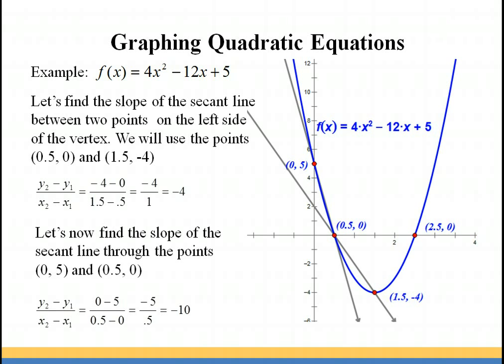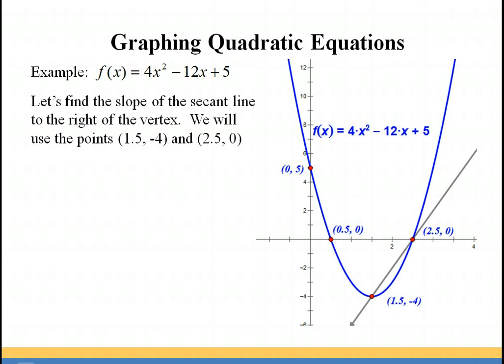And you could probably imagine that if we put any 2 points on the left side of the vertex, the slope between those 2 points would be a negative slope. So if they have a negative slope, that means the graph would be decreasing on that interval. So in this case, we're decreasing on the left side of the vertex. Let's look on the right side of the vertex.